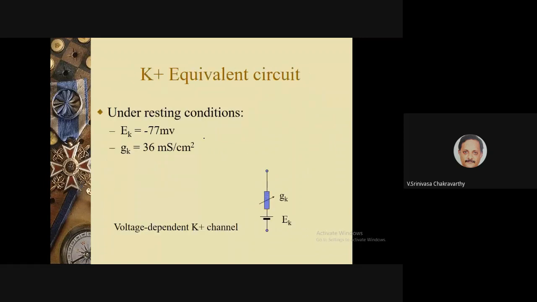So for potassium, a typical figure under resting conditions is the Nernst potential of value EK equal to minus 77 millivolts, right? And the conductance value is 36 millisiemens per centimeter square. So if you plug these two things in here, this is the equivalent circuit of a potassium channel.